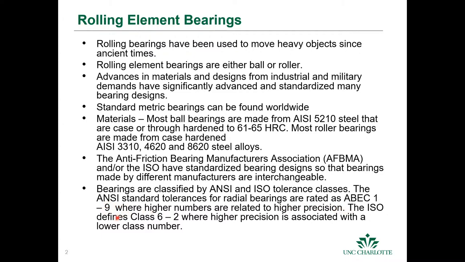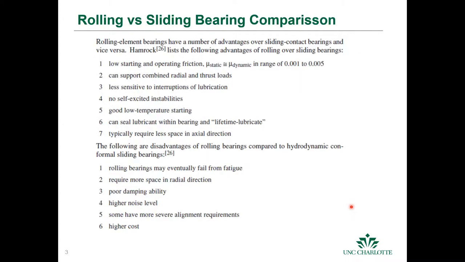And then we have the ISO classes, which is class 6 to 2, where the higher precision is associated with a lower number class. So if you have a class 2 bearing, but it's an ISO bearing, that's a precise bearing. If you have a class 9 bearing, which is an ABEC bearing, that's a precision bearing. So it's important to remember that the class numbers are inversely related to one another between the ABEC classification and the ISO classification. More precise bearings have better surface tolerances and should last longer, and they are more expensive.